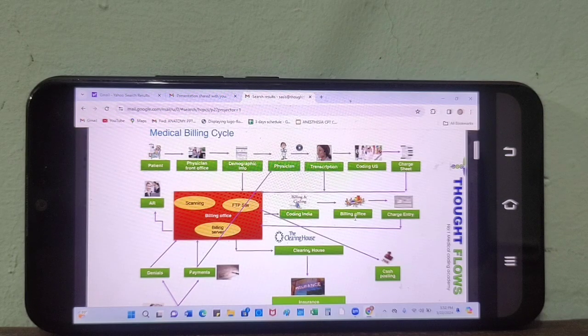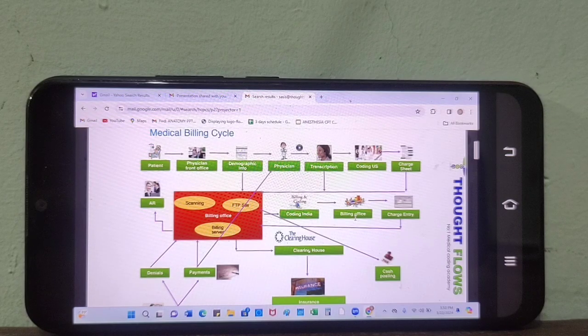So the charge entry contains the particular information along with the dollar value. Then that charge entry is transferred to the clearing house. After fixing the dollar value, the billing office transfers the charge entry to the clearing house.